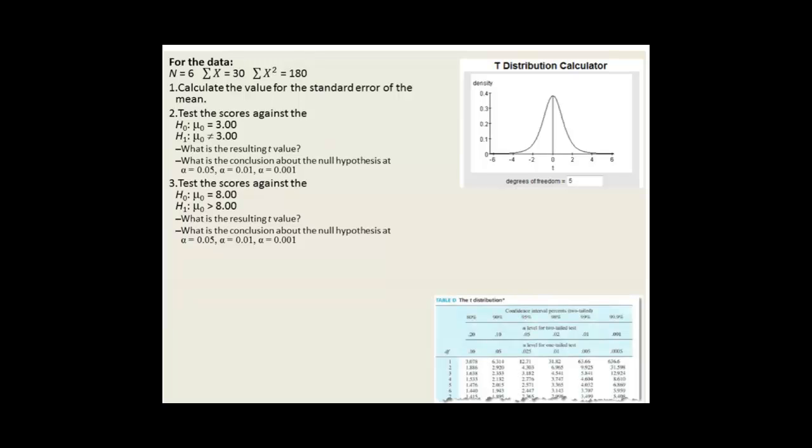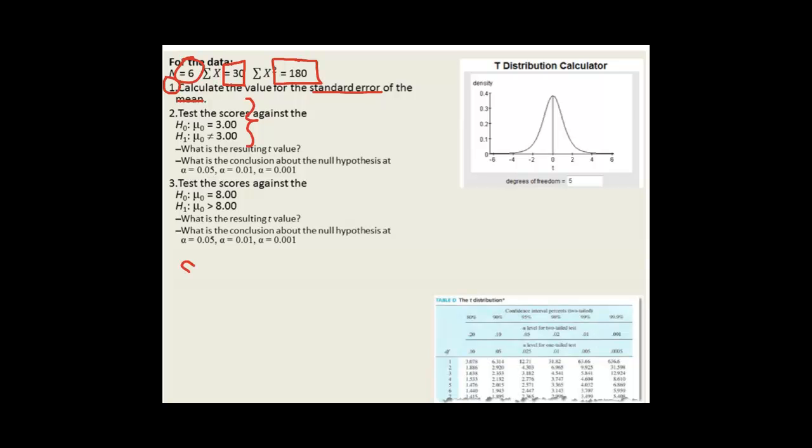In this first example, we are going to calculate a t-test statistic and determine whether we have enough evidence to reject a null hypothesis in favor of an alternate. So the scenario here is that there are 6 observations, and the sum of those observations was 30, and the sum of the squared observations was 180. We need that information because the first thing we have to do is calculate the value of the standard error of the mean.